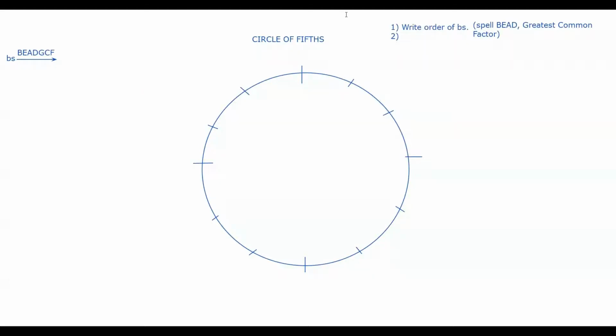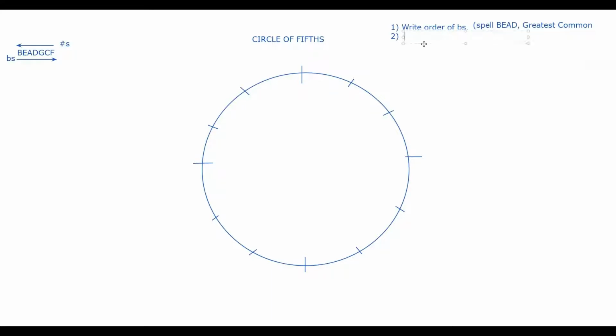Reading from right to left is the order of sharps. Now, a lot of you already have mnemonic devices to memorize the sharps, whether that be the Father Charles or the Fat Cats. But if you could just memorize one thing, the BEAD, greatest common factor, then you've got the order of sharps in the reverse direction. All right, that's the first order of business.